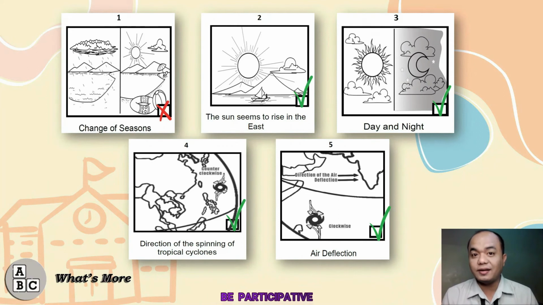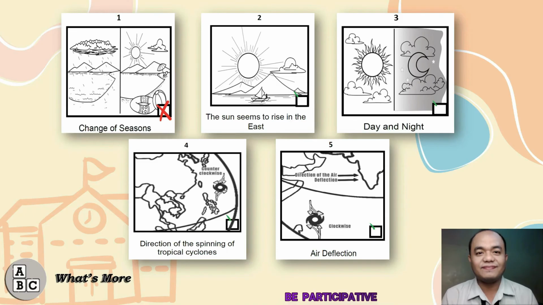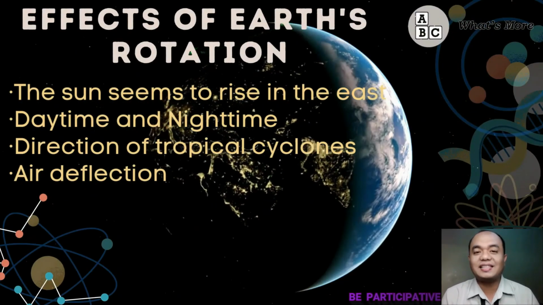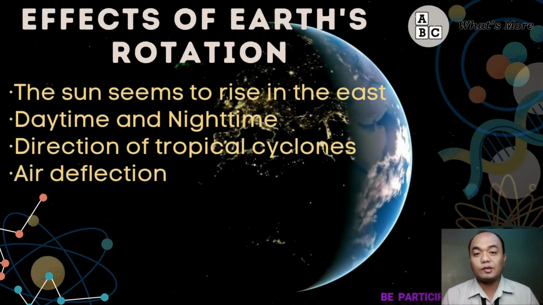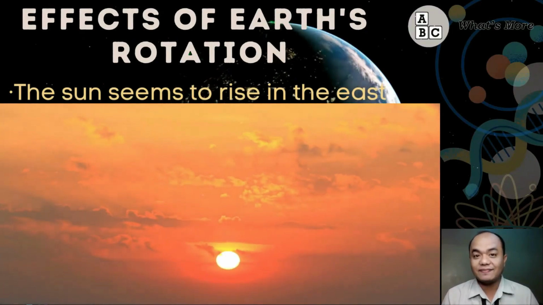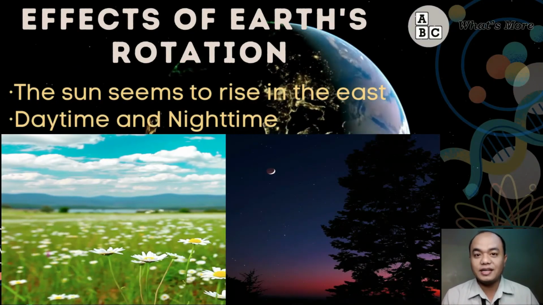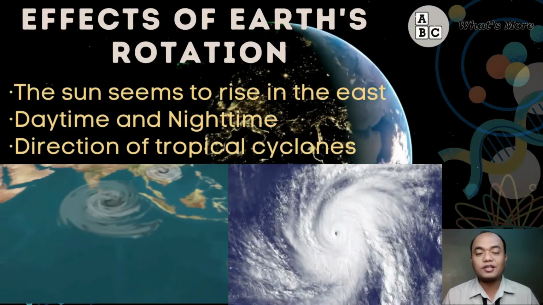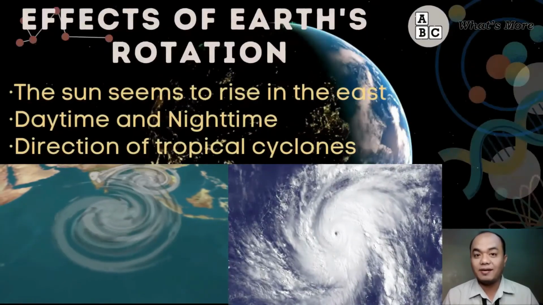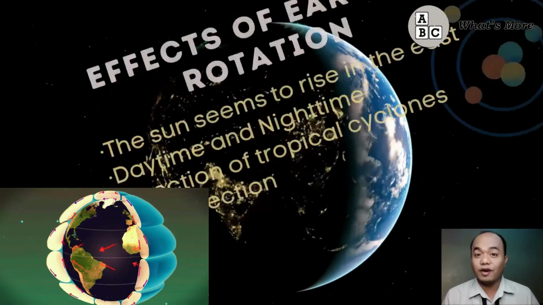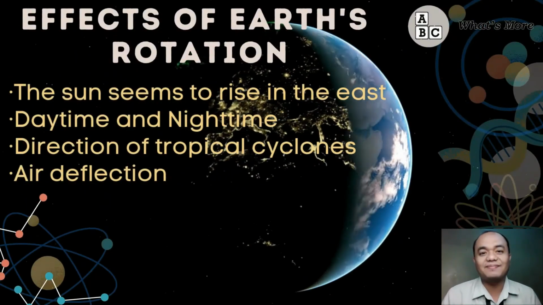Based on our activity, what are the effects of Earth's rotation? Yes, very good. The effects of Earth's rotation are: the sun seems to rise in the east. Number two, the occurrence of daytime and nighttime. Number three, the direction of tropical cyclones. And number four, air deflection. Good job!